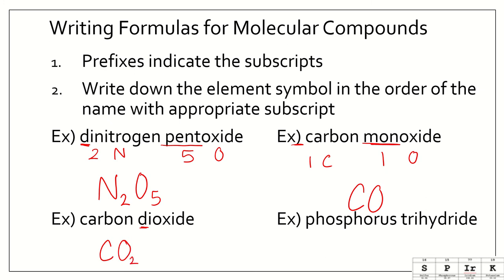Phosphorus trihydride. Again, no prefix on phosphorus, so just 1. Trihydride, that's H, and there are 3 of them.